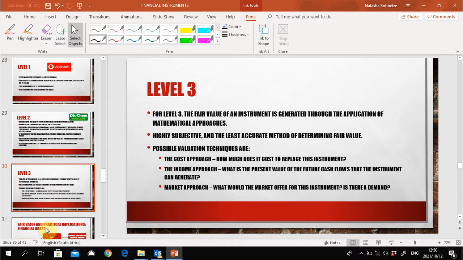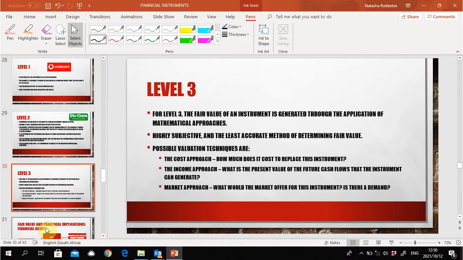So as you can think, it's already highly subjective, and it is considered to be the least accurate way of determining a fair value price. So what are the techniques that we can use? There are 3 techniques. There's a cost approach, an income approach, and a market approach.